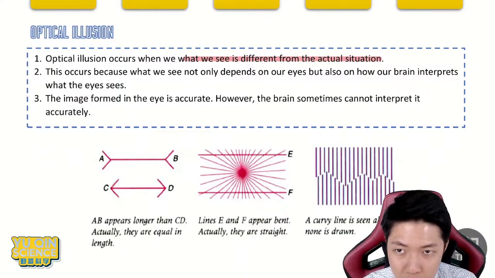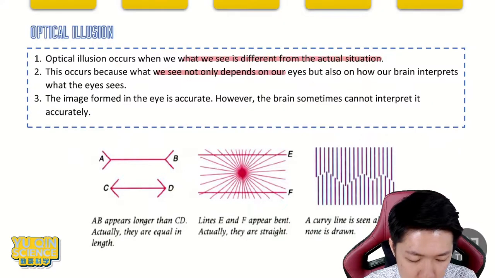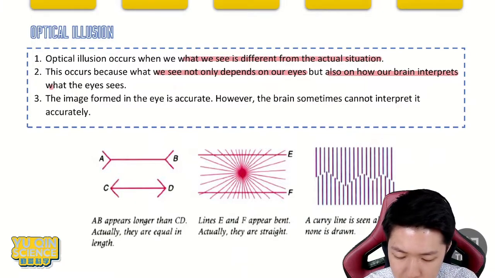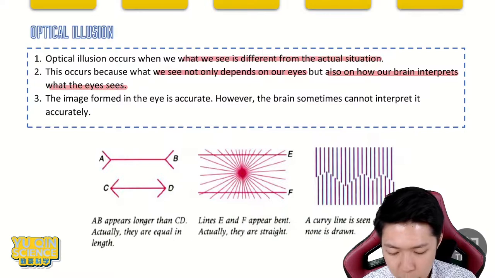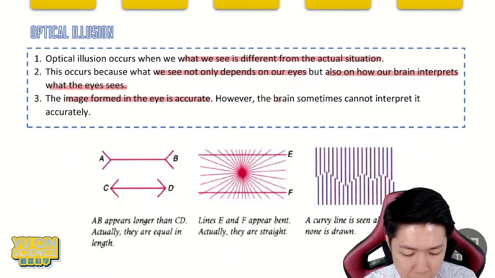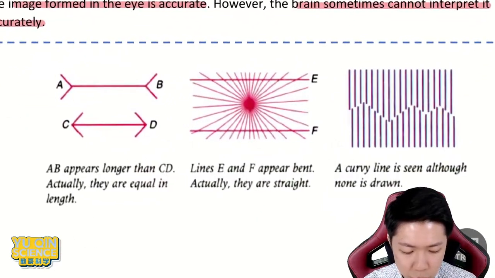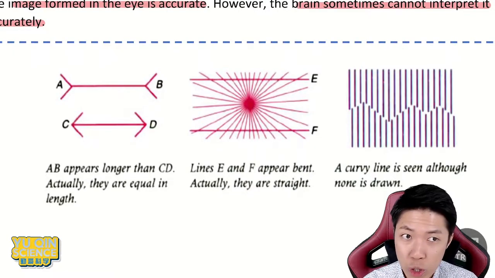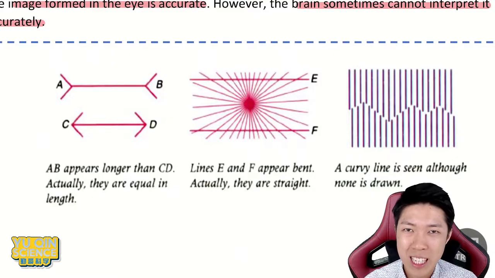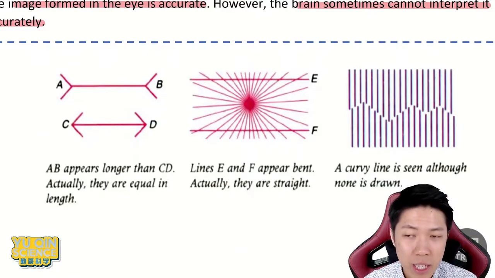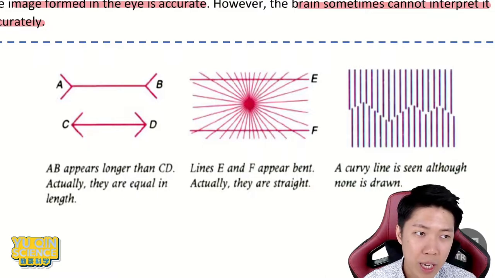This occurs because what we see depends not only on our eye but also on how our brain interprets what the eyes see. Usually the image formed is accurate, but sometimes the brain has a problem and couldn't interpret correctly. I have examples for you here. But if you're interested in more, go ahead and Google optical illusion. There are so many of them for you to test your eye and make your eye and brain argue. If you want to see that happen, go ahead and try out different types of tests, and let your eye and brain argue with each other.